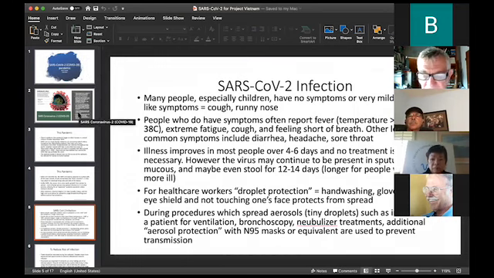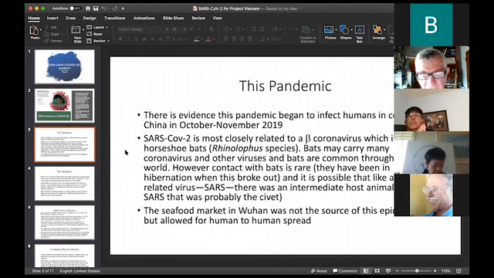So there's probably another intermediate animal host that helps transmit the virus to humans. It's not snakes, because coronaviruses don't infect reptiles as far as we know. And the so-called pangolin connection appears to be a moderately different virus, and so it's probably not related to pangolins. We don't yet know what the amplifying host or the transmitting host was. The seafood market in Wuhan was not the source of this epidemic.